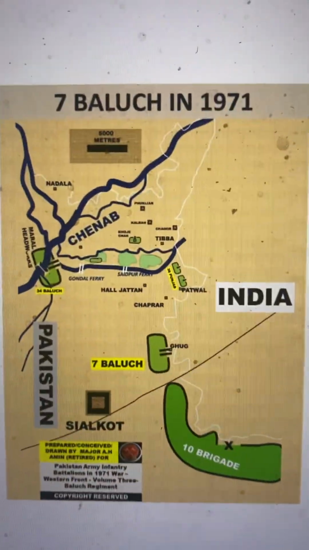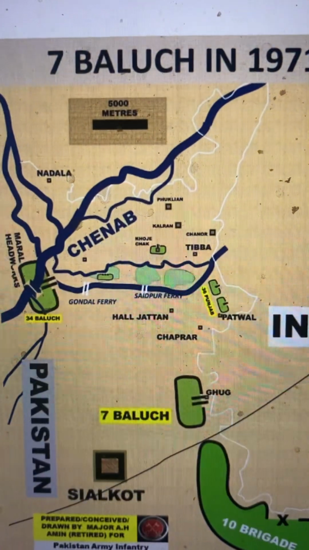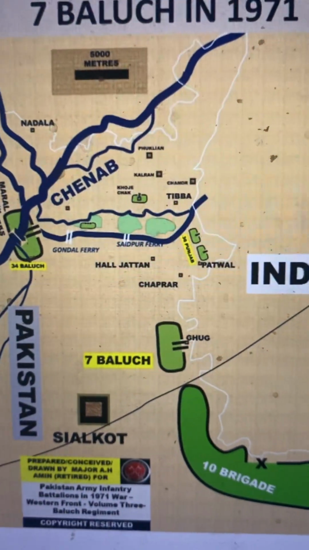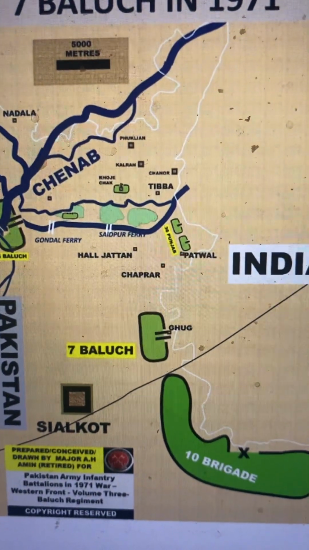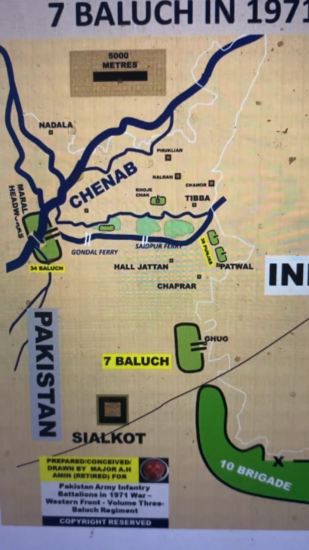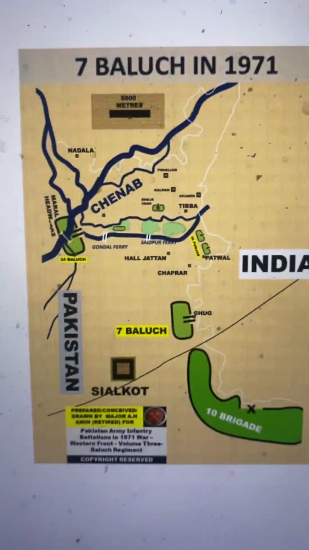7 Baluch in 1971. As you can see, this is the 7 Baluch north of Sialkot Jammu area in the Ghog area, and hardly saw any action.